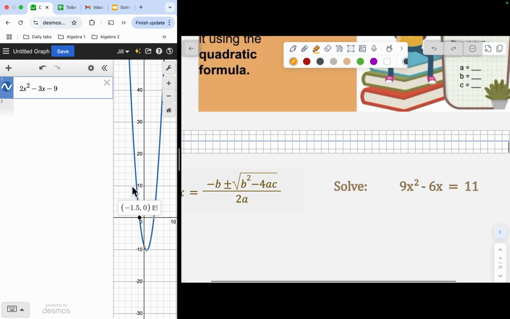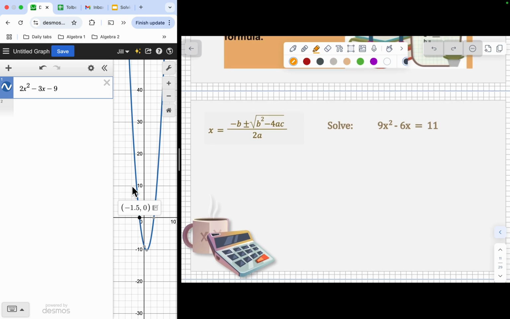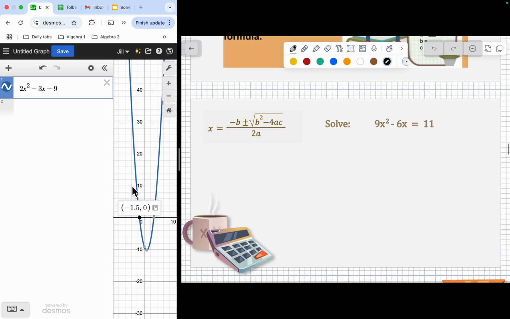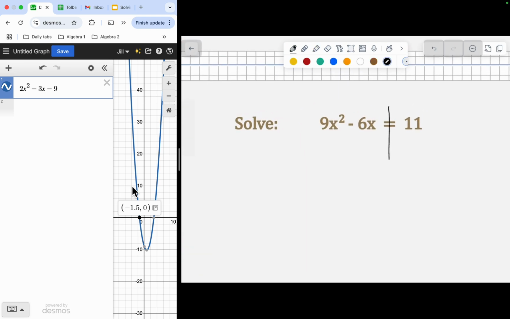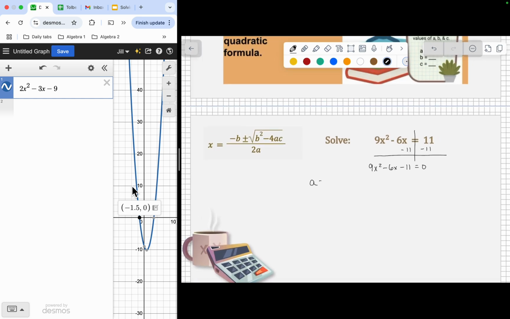And we're going to go through an example of how to solve a quadratic using the quadratic formula. Again, the first thing you want to do is make sure that the quadratic is in standard form, which this one is not. So I'm going to get it in standard form by subtracting 11 from both sides. That's my constant term, so I end up with 9x squared minus 6x minus 11 equals 0. Then I want to identify a, b, and c. My a value is 9, my b value is negative 6, my c value is negative 11.